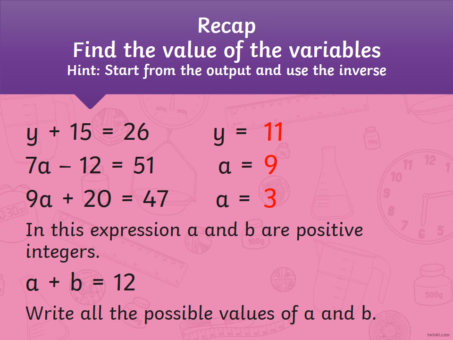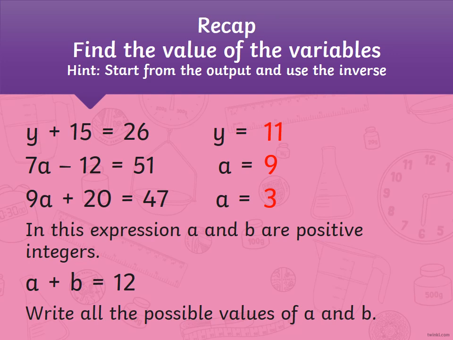For 9a plus 20 equals 47, again, we do our inverse. So 47 minus 20 is 27. 27 divided by 9 is 3. So a has a value of 3.